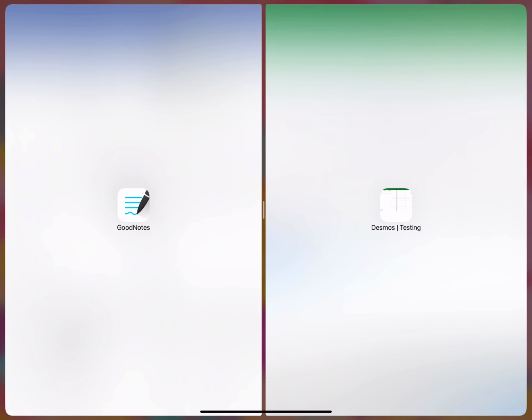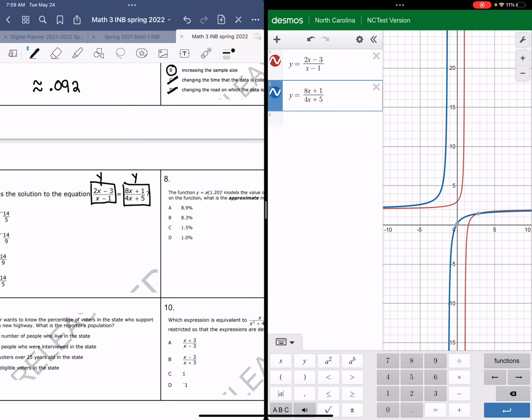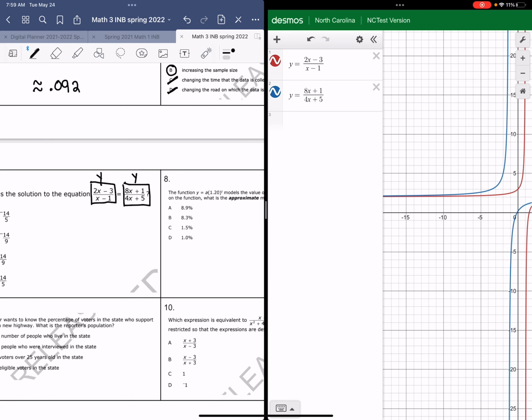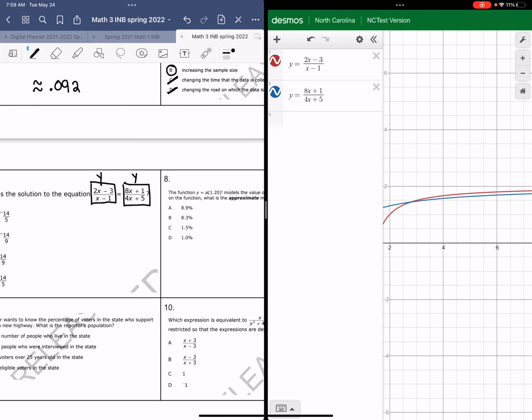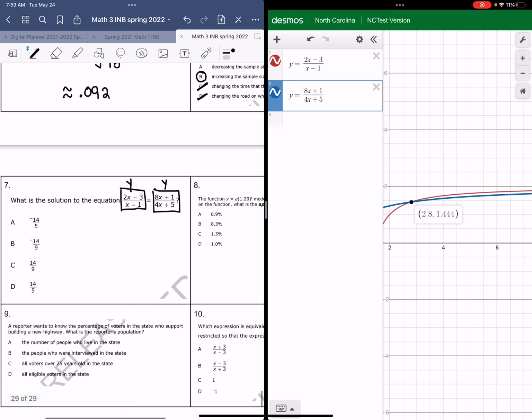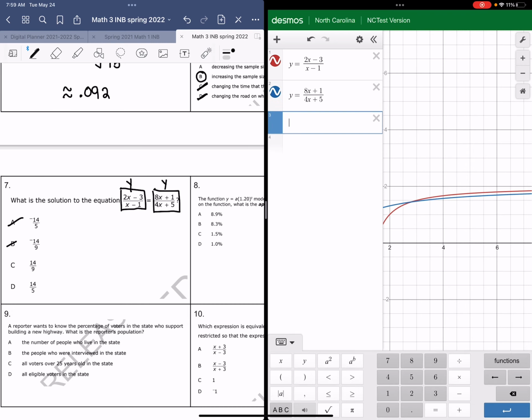So let me get our graph a little bit bigger here. We see over here that these are leveling out at a horizontal asymptote. We have some other things happening, but we see there's an intersection right here. So we get 2.8. So we can get rid of the negatives. That's gone. So which one is the correct answer? We have 14 divided by 9. That's 1.55. 14 divided by 5. That's 2.8. So the correct answer is D.